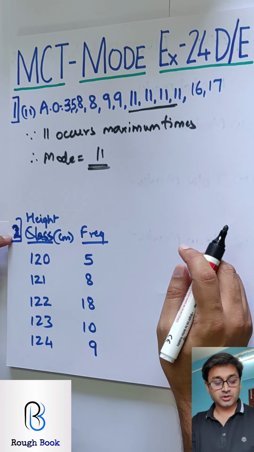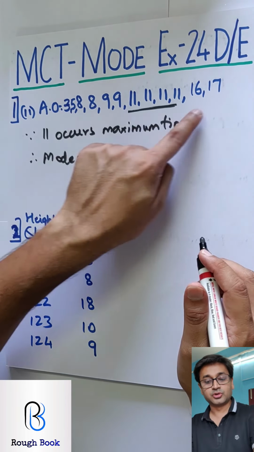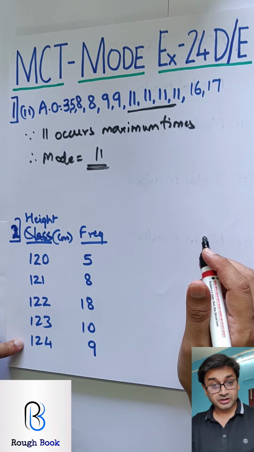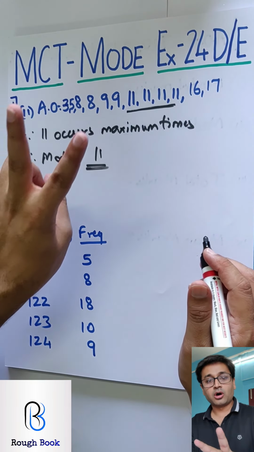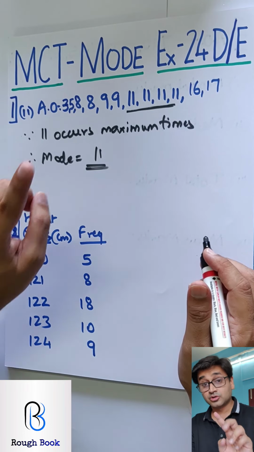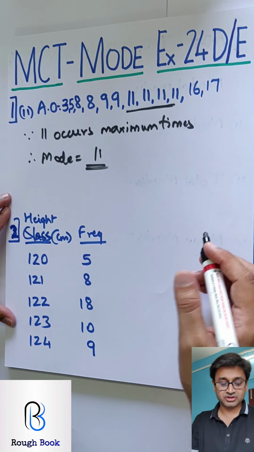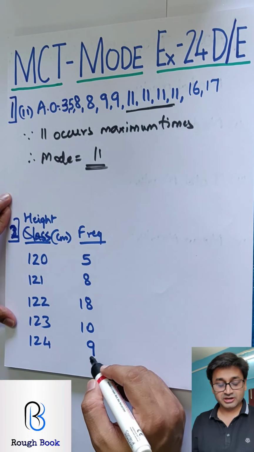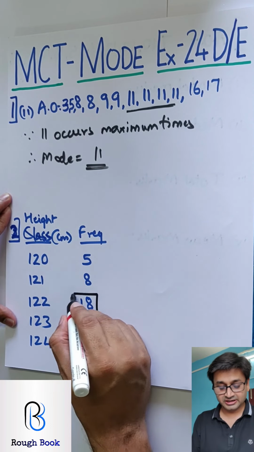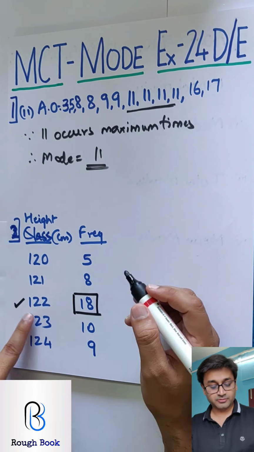Okay, let's come to the next one. I want you to try sum number 2. This was raw data. This is an ungrouped frequency table. So whenever there is raw or ungrouped, you are lucky. But when it comes grouped, then you have to do a process, which I will tell you. So right now, whichever the maximum frequency, obviously 18, the number next to it becomes your mode.